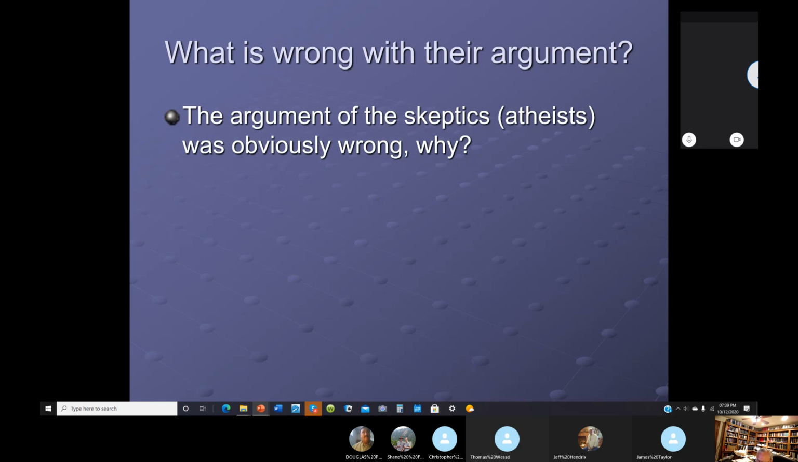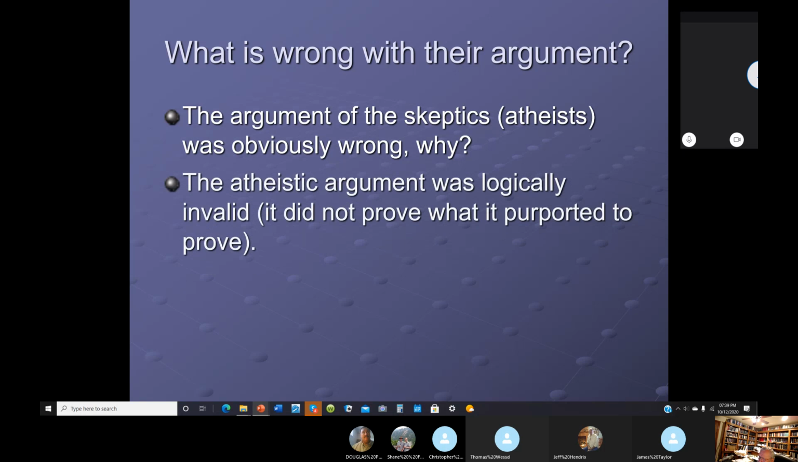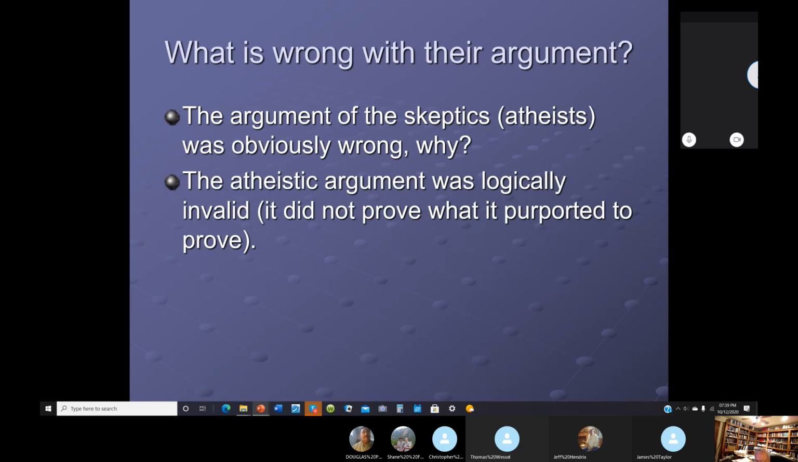So 1853 may have convinced some irrational people, but the argument itself was flawed. Why? Because it didn't prove it. Absence of evidence doesn't prove evidence of absence. Okay? The argument of the skeptics, atheists, was obviously wrong. Well, why? Because it's logically invalid. It denied the antecedent. So it doesn't prove anything.